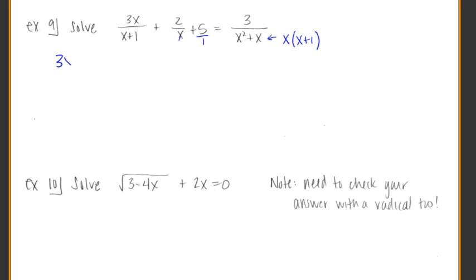So really this problem is 3x over x plus 1, plus 2 over x, and then plus 5 over 1 equals, and then on the right we really have 3 times x plus 1.